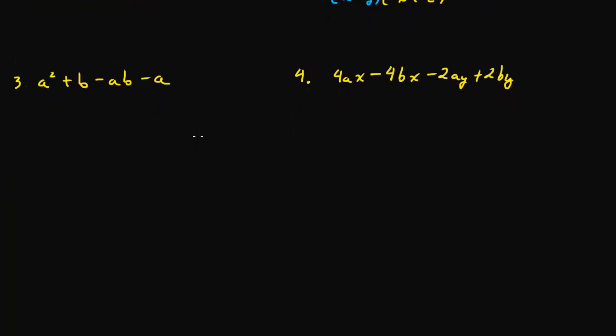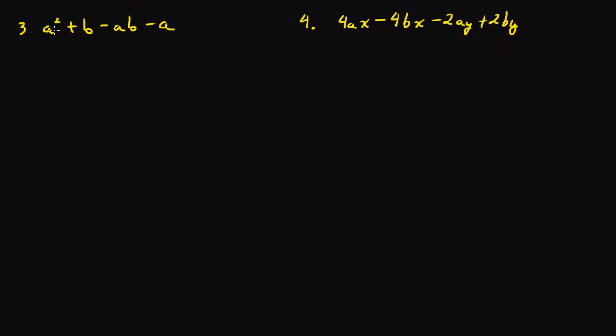So moving on to the next example, in question 3 we have a squared plus b minus ab minus a. Since there are 4 terms again, and there are no common factors between these 4 terms, I'm going to employ a grouping strategy. Remember that when you employ a grouping strategy, you're looking for common factors between groups of two terms. The first 2 terms, a squared plus b, don't have a common factor, but the last 2 terms, minus ab minus a, do.